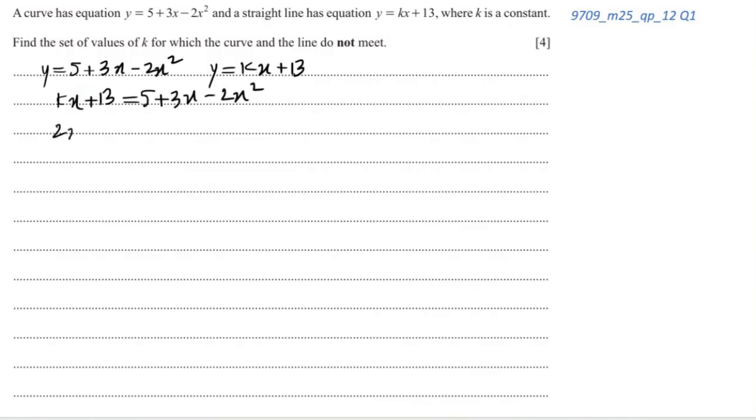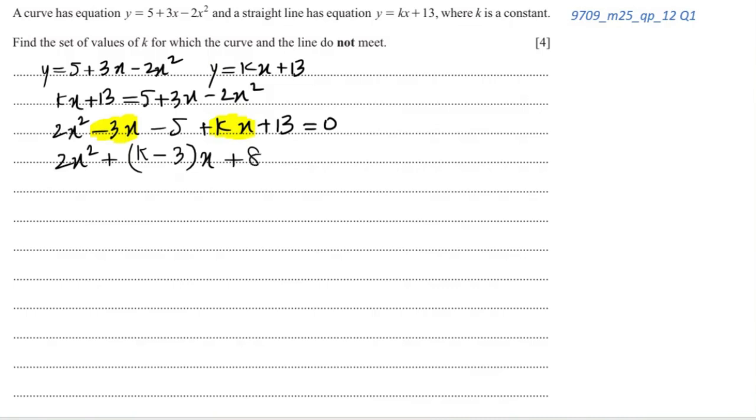So let's add 2x squared, subtract 3x, subtract a 5, plus kx plus 13, and put it equal to 0. This will be 2x squared. Okay, this is the tricky part. Make sure you are getting my point. There's a term in x, which is kx, and there's another term in x, which is minus 3x. So how do you make them one? You can factorize the x out like this, and plus 13 minus 5 is going to be 8.